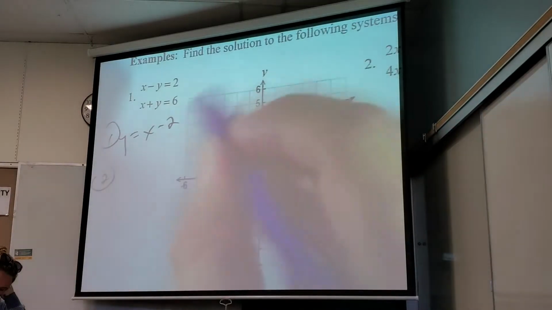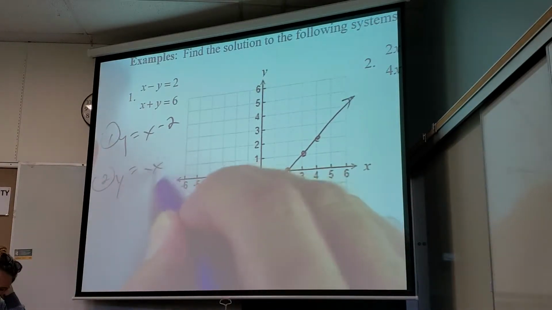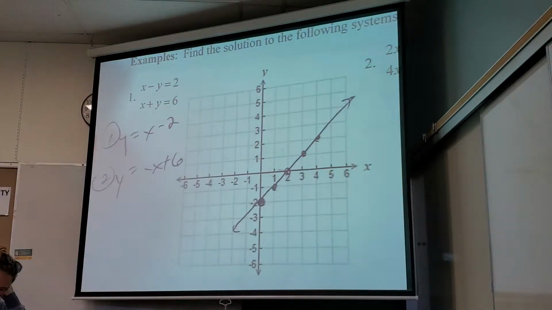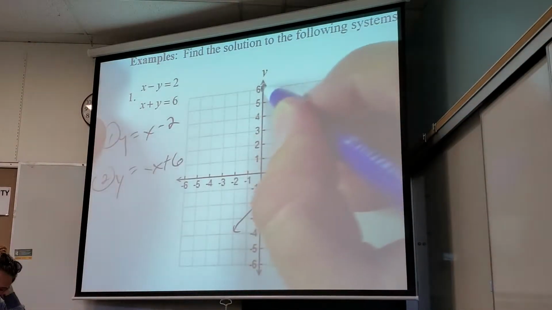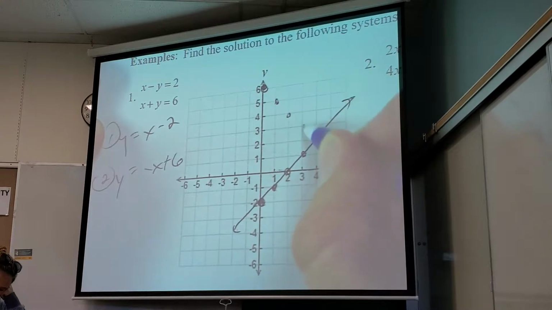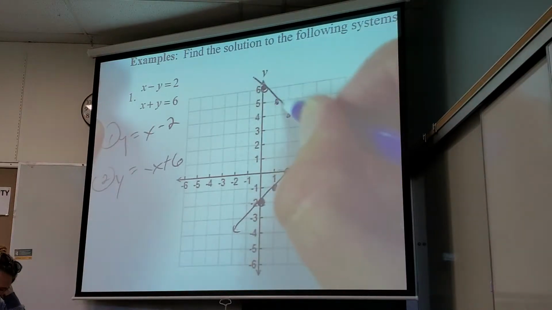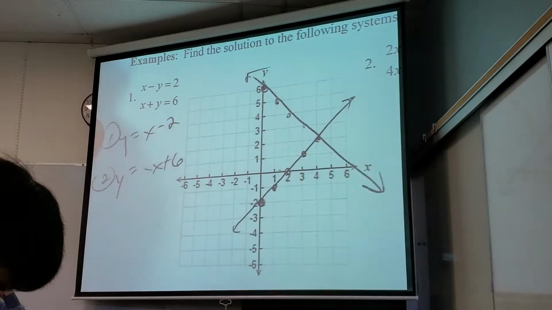And the second equation, when I solve for y, I get -x plus 6. So the y-intercept is (0, 6), and then I go down, over, down, over, down, over, down, over. Oh, sweet. What's the answer?